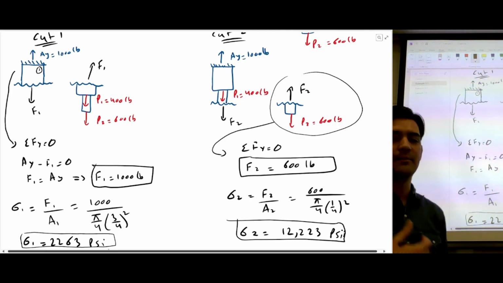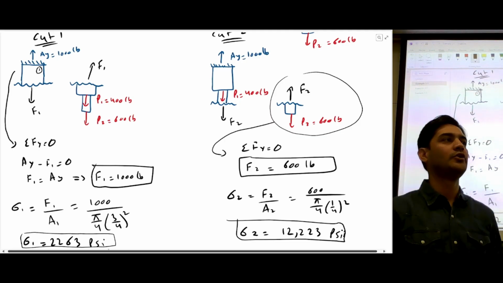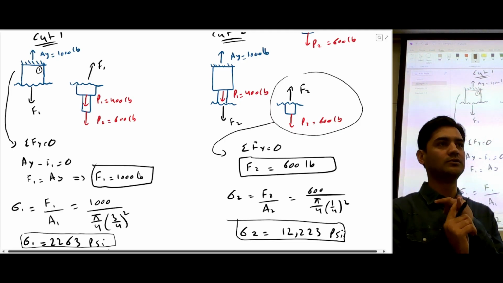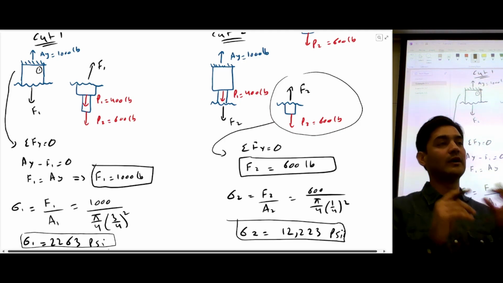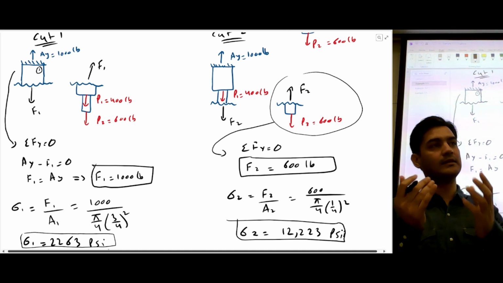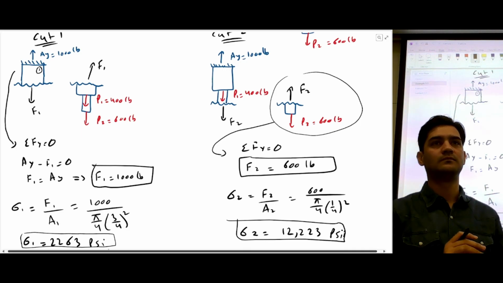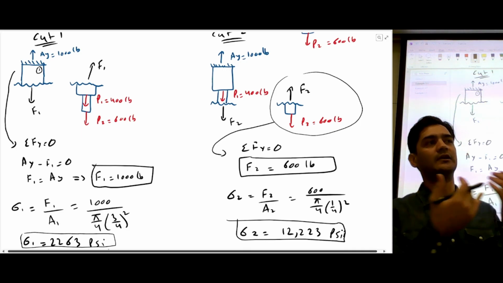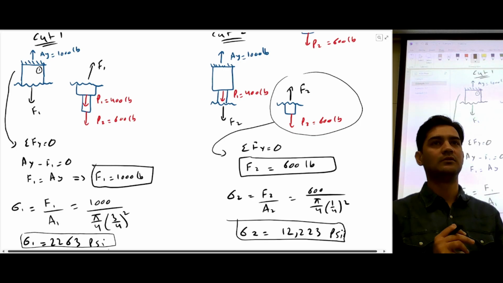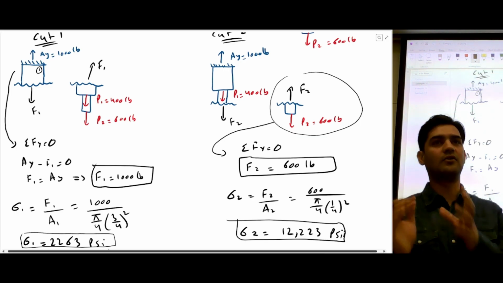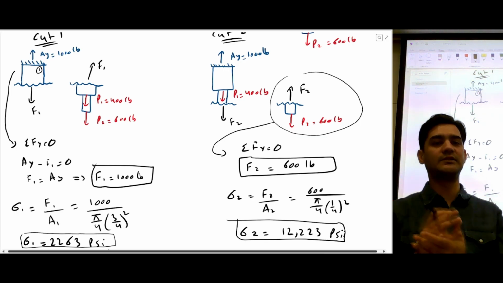So whenever in the exam I ask you to calculate stresses, you don't have to use external loads, you don't have to use external forces, you have to calculate the internal forces, and then you have to use those internal forces to calculate the stresses. Because internal forces are resisting the external loads. So that's going to cause stresses, and those are the stresses we have to calculate.